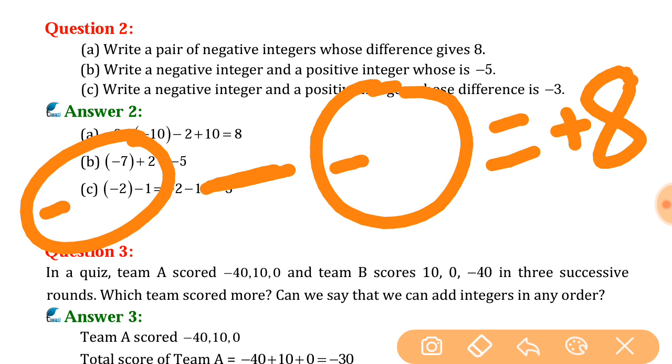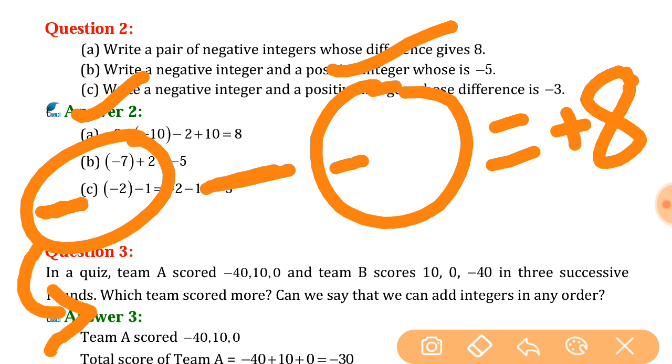If the answer is plus, then in these two the bigger integer should be positive, isn't it? When it is positive, this sign will not be changed here. So it gives always negative only. This sign may change because of this sign. So that's why we can keep a bigger number here. Any number you can take here.